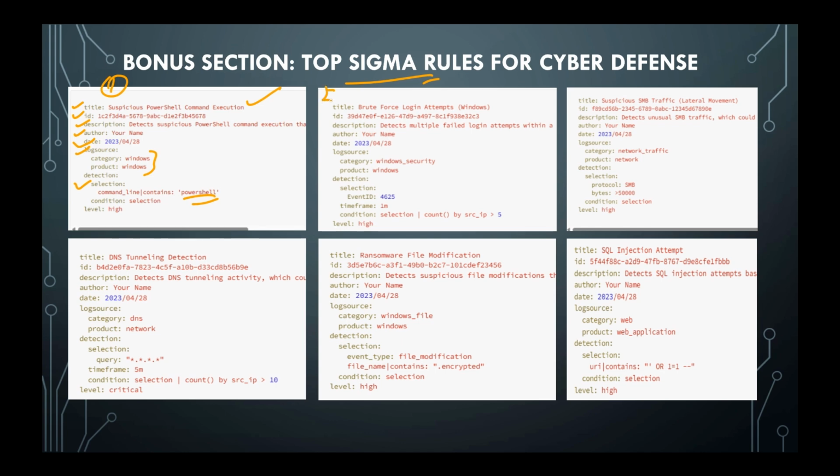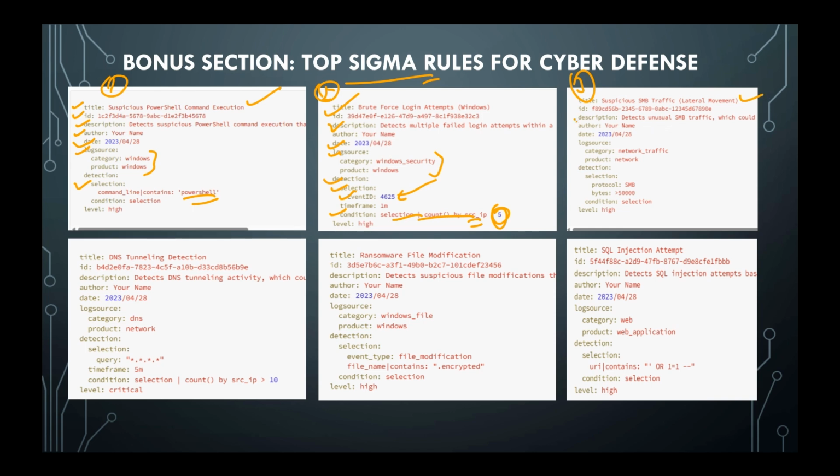Then number two, we have brute force login attempt for Windows. Here's the description, date, log source is Windows security, and event ID is 4625, which is failed logon. And the condition is it is going to select the source IP count, and if it is more than 5, trigger an alert. Then number three, suspicious SMB traffic, the lateral movement.